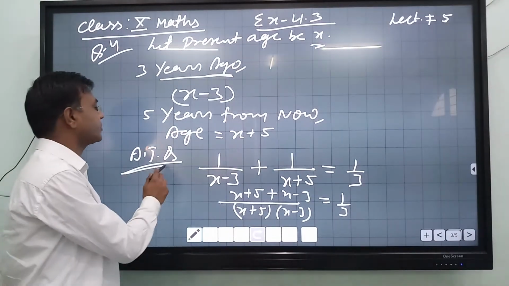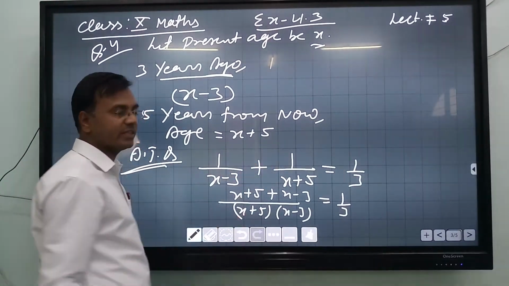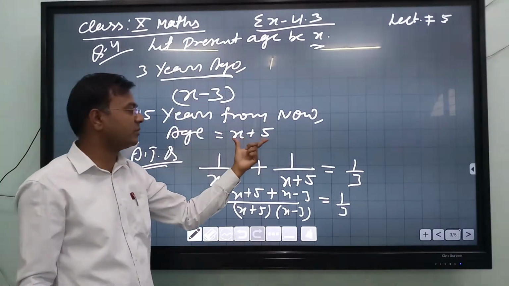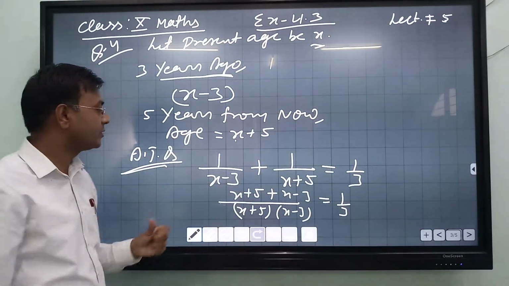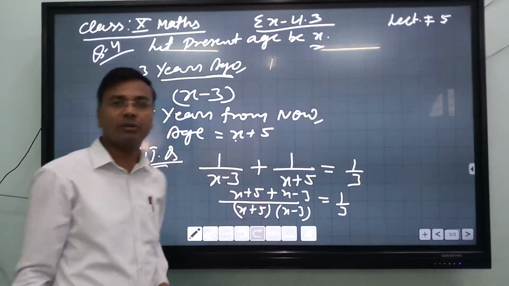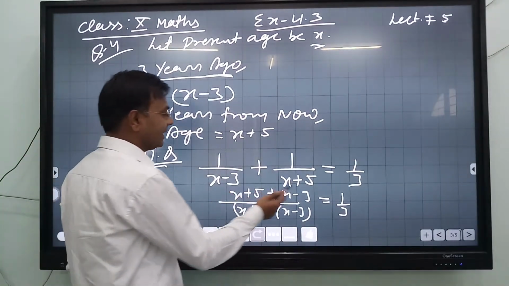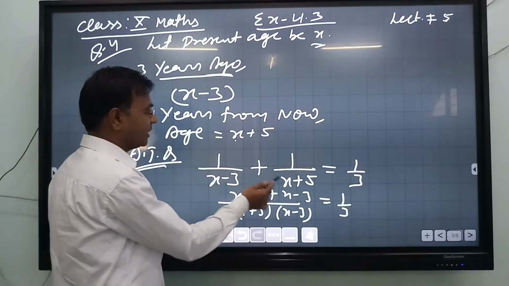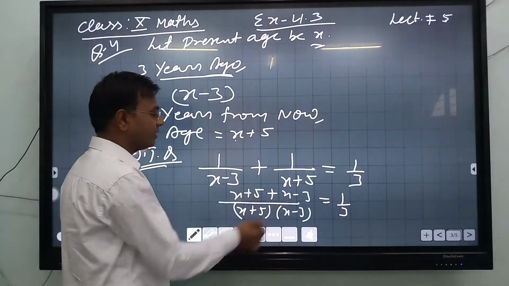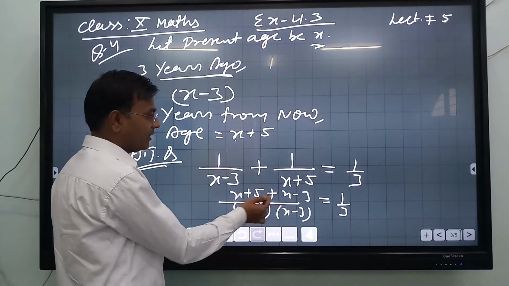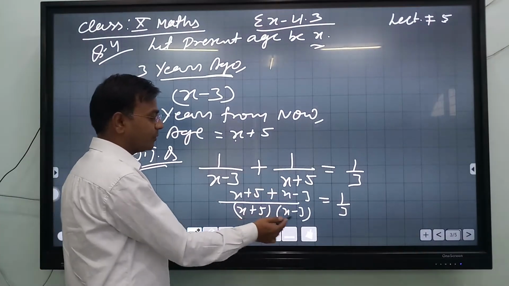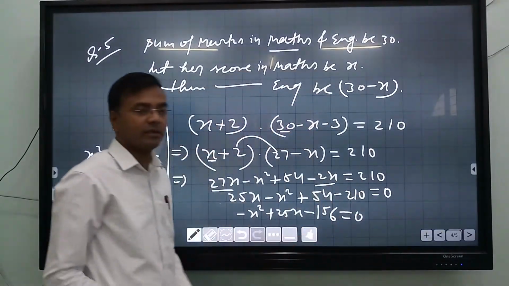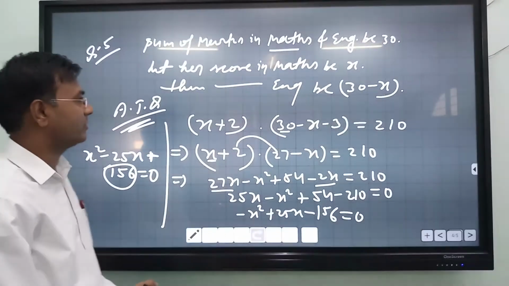Okay. Now according to the question, the sum of the reciprocals of ages, right? So reciprocal means 1 upon x minus 3, and the reciprocal of the other term is 1 upon x plus 5. So the sum of reciprocals is given as 1/3, right? Now I am taking the LCM (x minus 3)(x plus 5), and by cross multiplication, x plus 5 plus x minus 3. So 2x, and 5 minus 3 is 2, so 2x plus 2. Find the product of these two expressions, get the quadratic equation and simplify that, right?